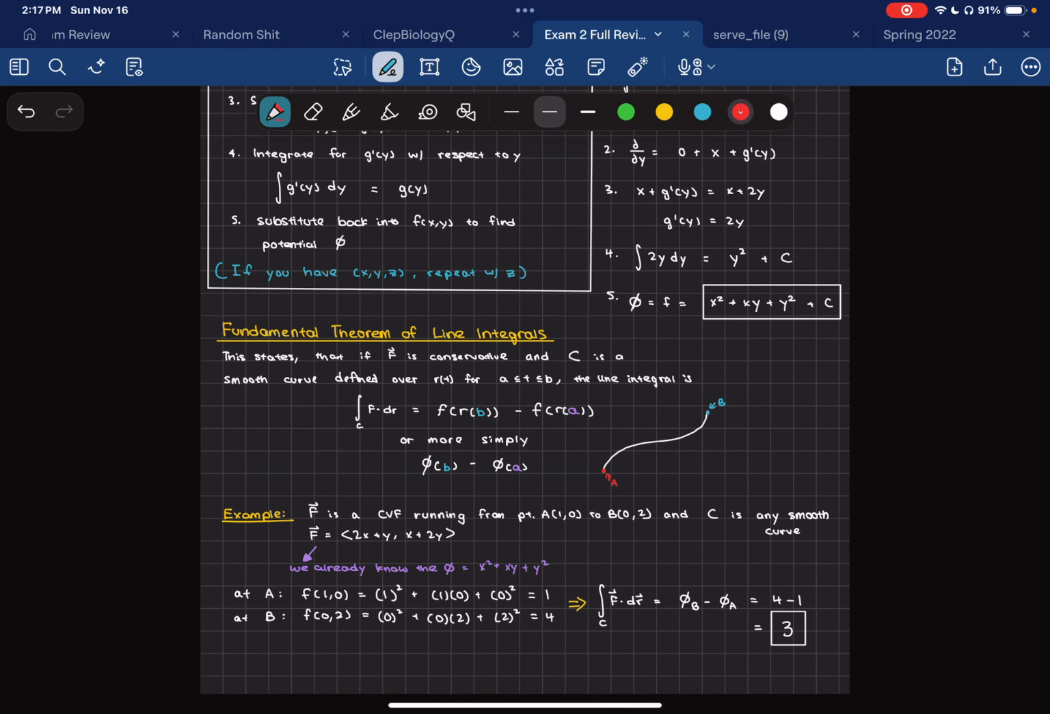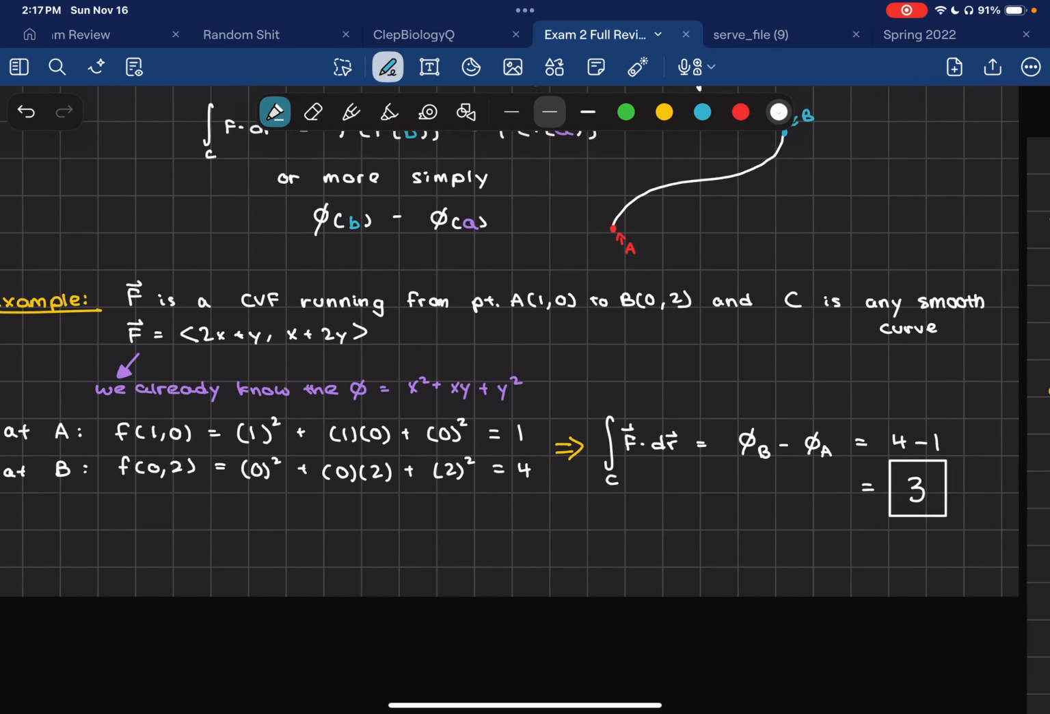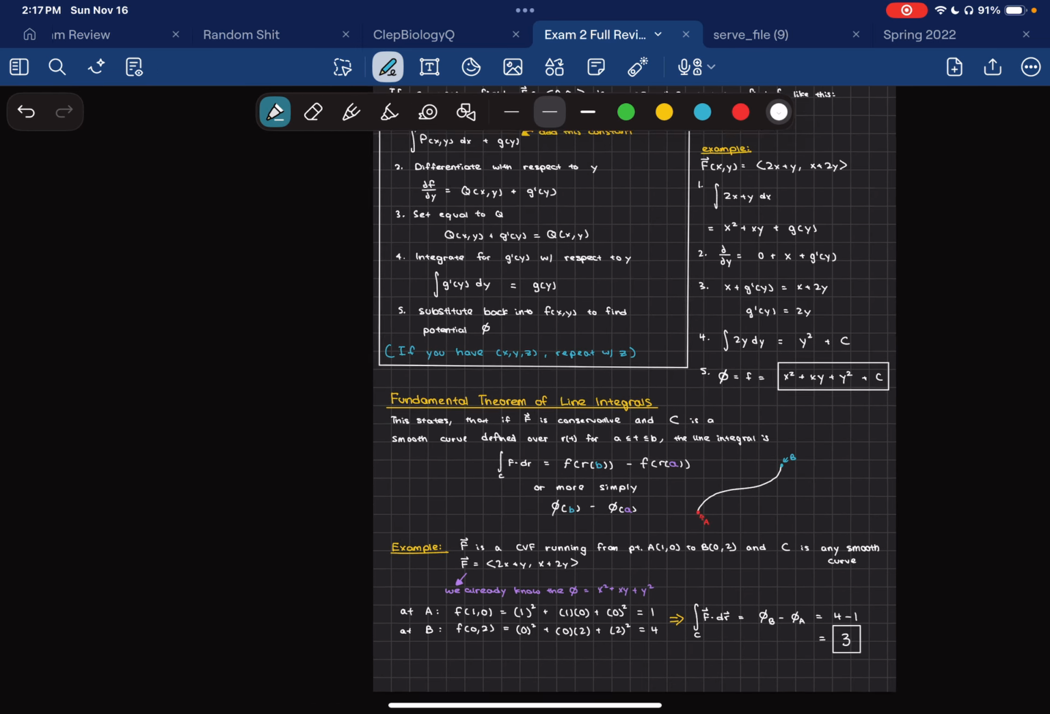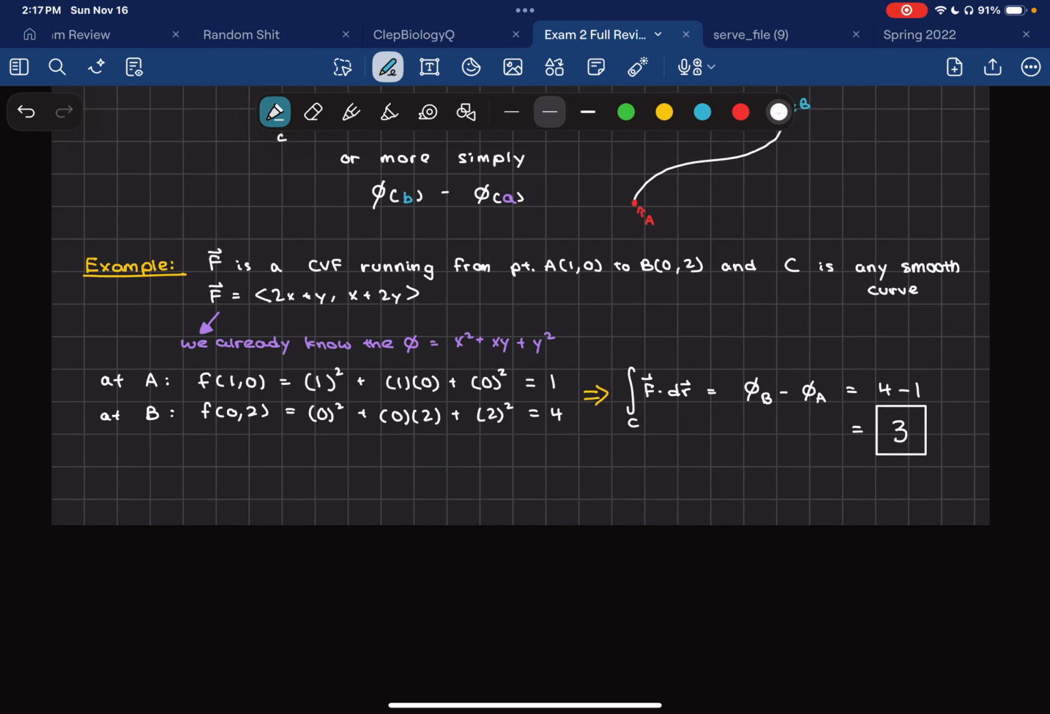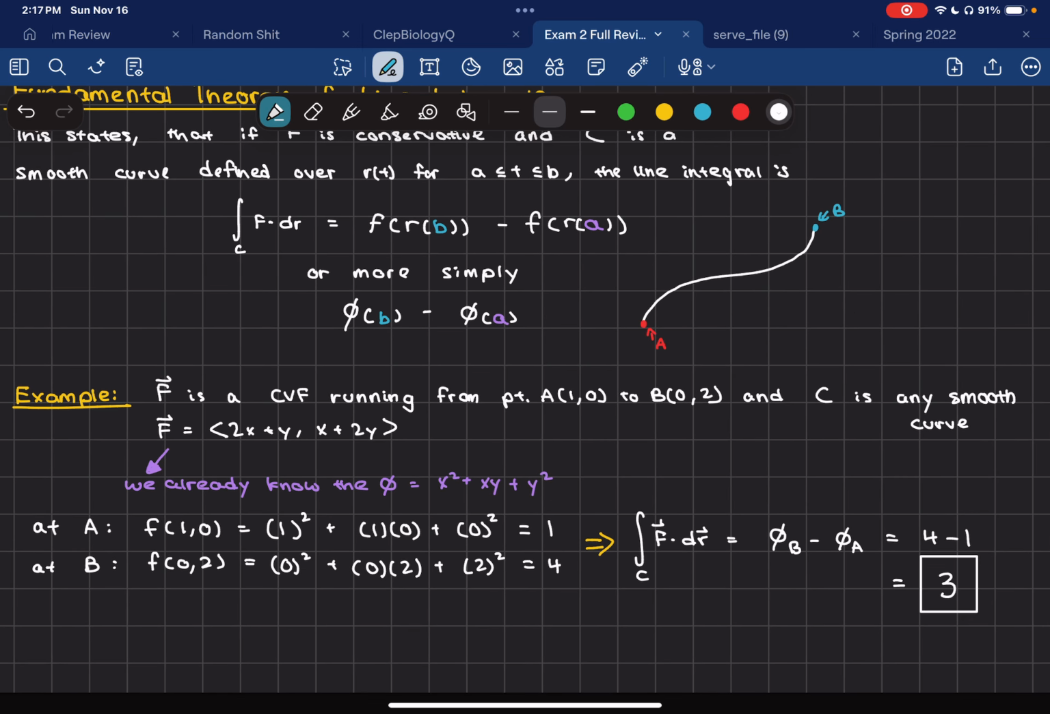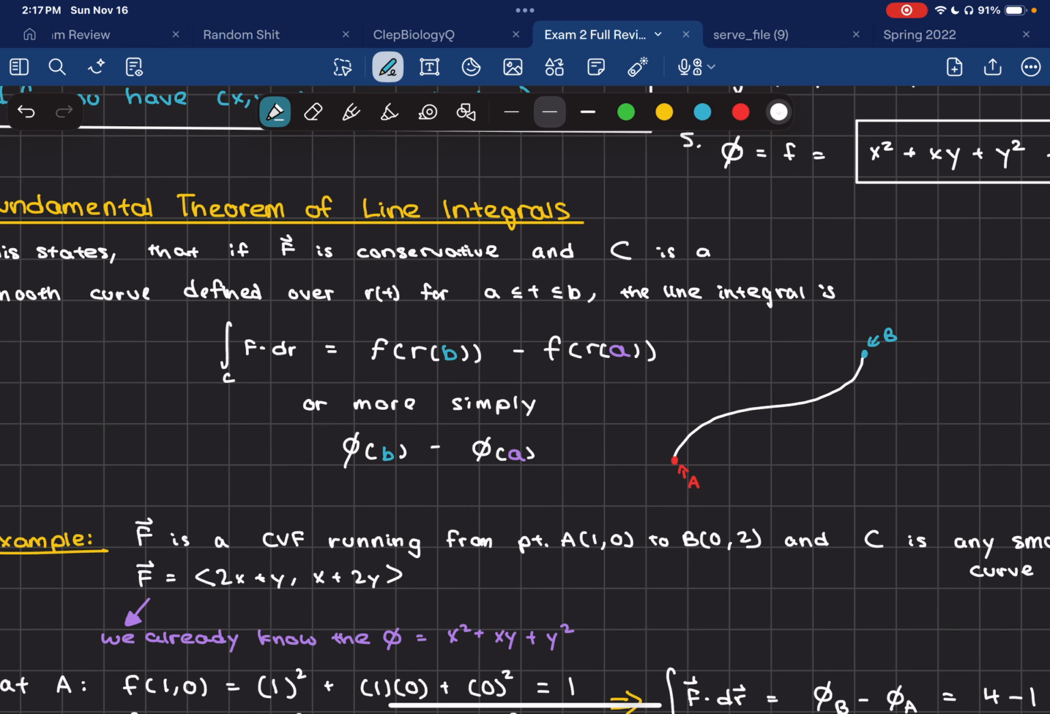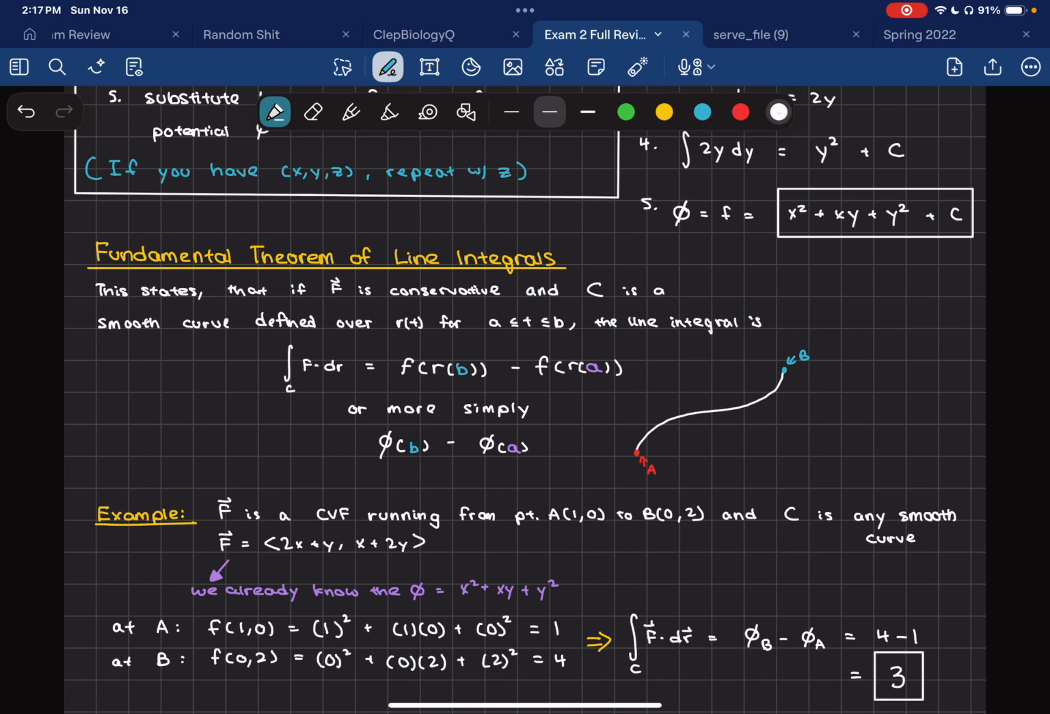That's all you need. So for an example, I'm actually using the exact same potential function here. We know what the potential function is. All I had to do is plug in these 2 points and subtract them to get my answer. It literally makes it so much easier, but it also has requirements: the vector field has to be conservative and c has to be a smooth line.